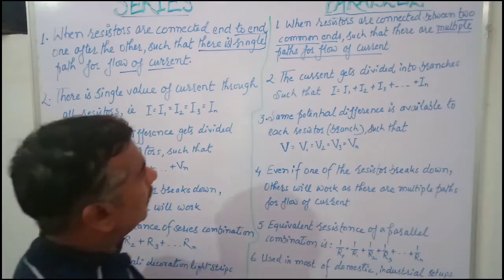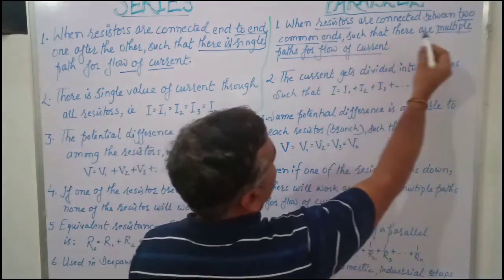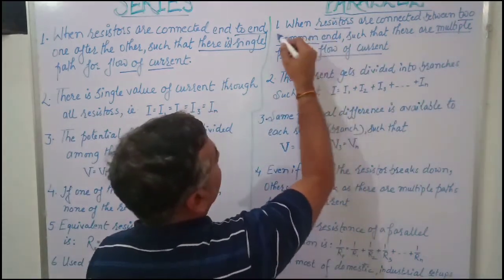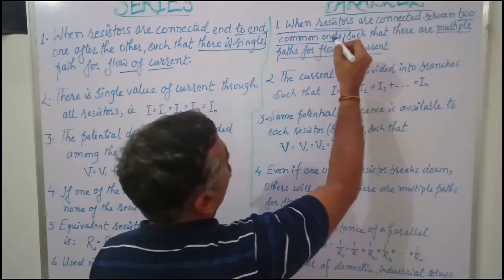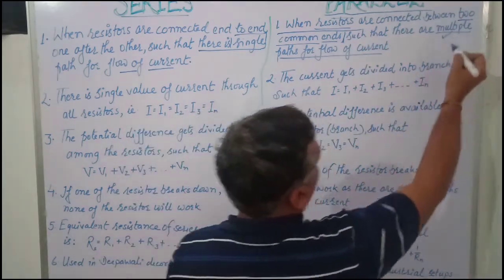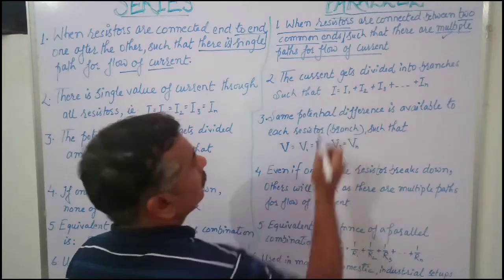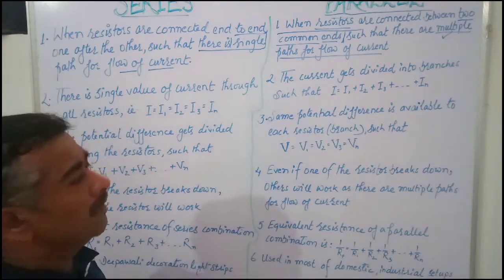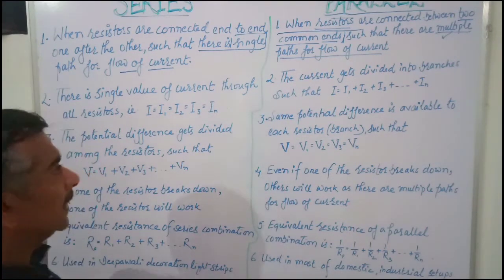Whereas in the parallel combination, the resistors are connected between two common ends, such that there are multiple paths or branches for the flow of electric current. Right. The second point of difference.